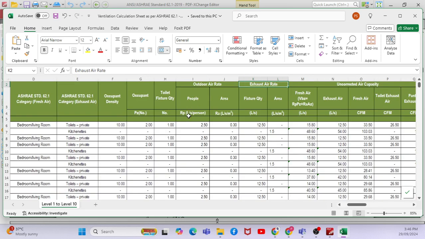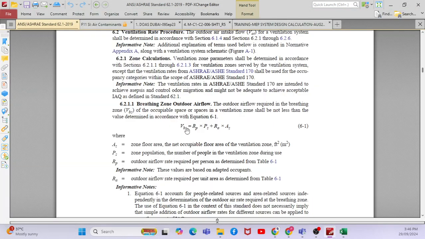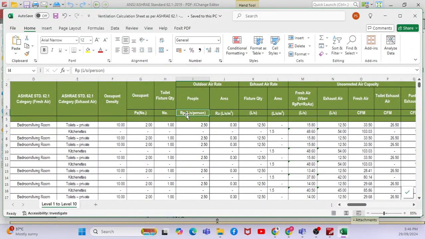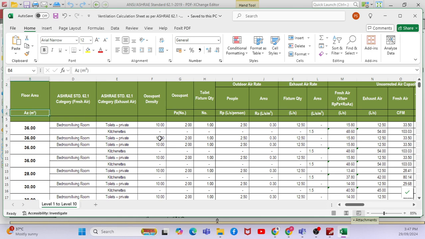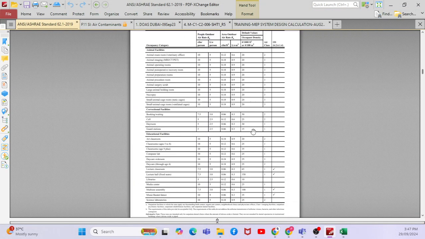In this standard, it mentions Rp multiplied by Pz plus Ra multiplied by Az. Rp is the outdoor airflow rate required per person, Ra is the rate per unit area, Pz is the number of occupants in the zone, and Az is the floor area. Here you calculate the fresh air requirement. So the equation is: fresh air Vbz equals Rp multiplied by Pz plus Ra multiplied by Az. Clear, right? If you go to the ASHRAE 62.1 standard, you have different categories.